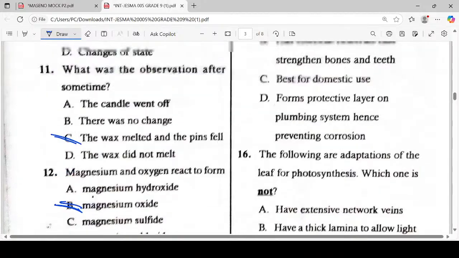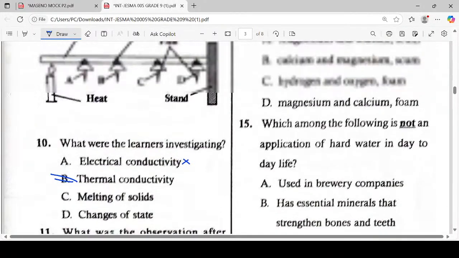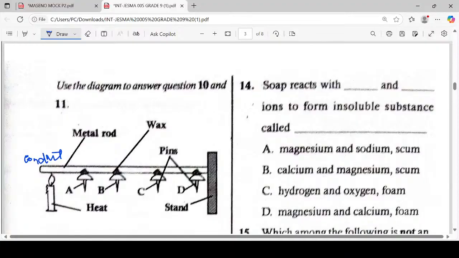Let's have a look at question number 14. Soap reacts with dash and dash ions to form insoluble substances called dash. Soap will react with calcium and magnesium ions to form an insoluble substance. That insoluble substance is normally called scum.